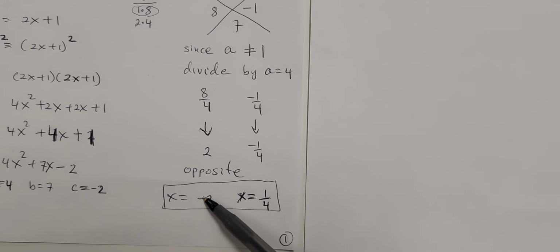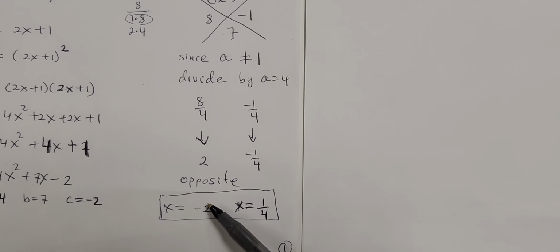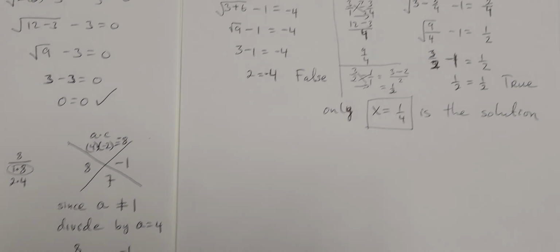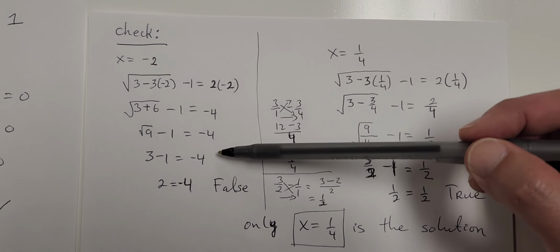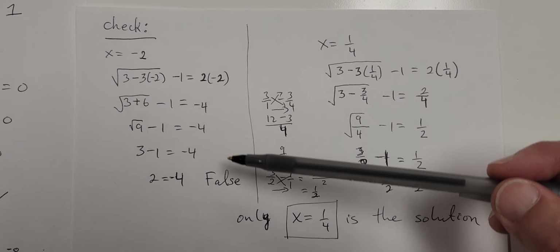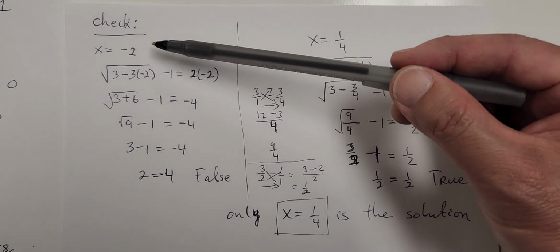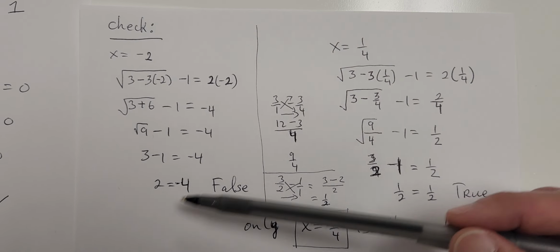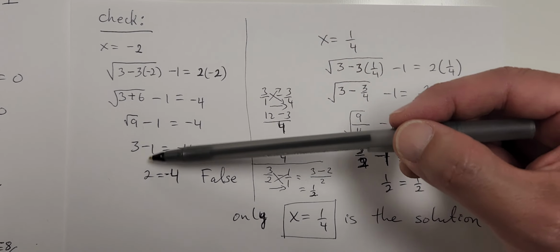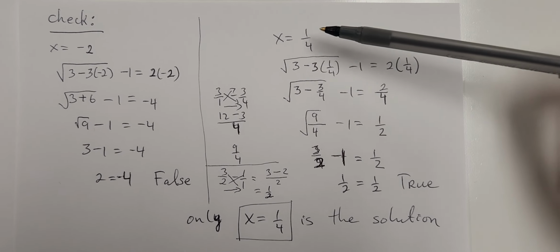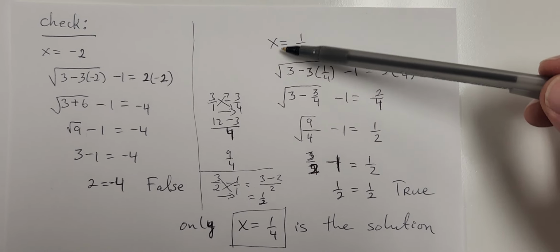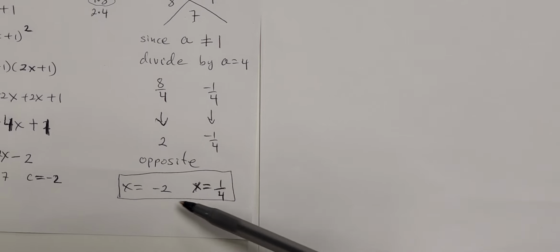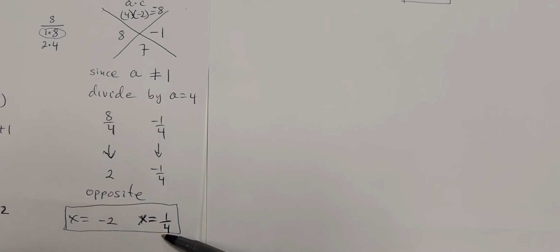So we cannot use -2 as our answer. Even though we have an answer, -2 is false, so we cannot use it. Okay, so this one right here, the -2, we throw it away. Now we go to the +1/4. Where did I get the 1/4? From here. Right here, this is where I got the 1/4.